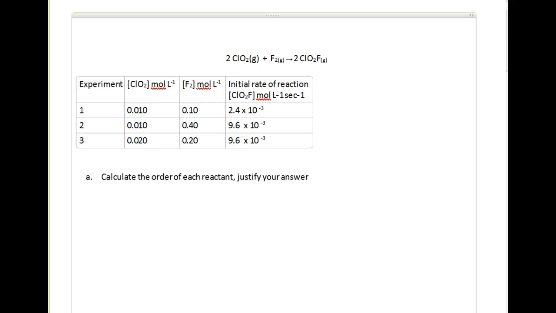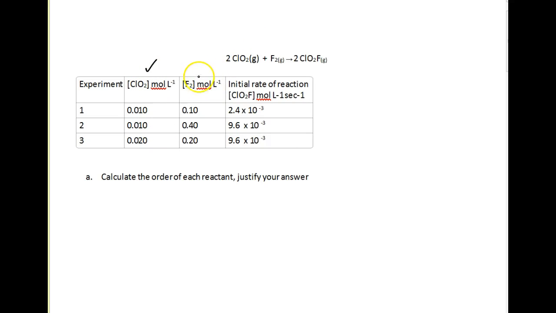And so let's take a look at this experiment first off and see what might be different about the type of problems that we've already dealt with in class. For one thing, we have our balanced equation. Everything's the same. We have three experiments. We're looking at chlorine dioxide here as one of our reactants. We're looking at fluorine here as one of our reactants. And we have the initial rate of reaction of ClO2F being formed. So everything so far looks pretty much the same.